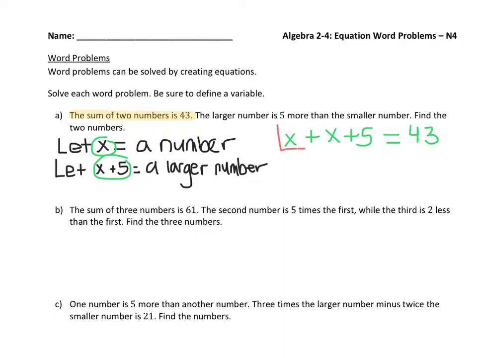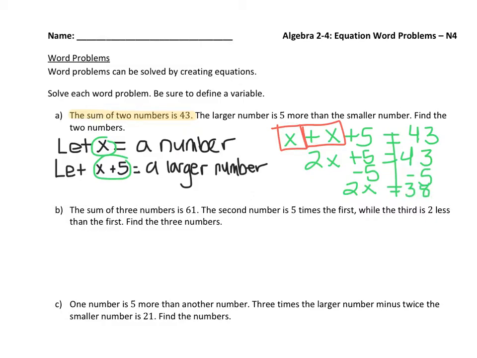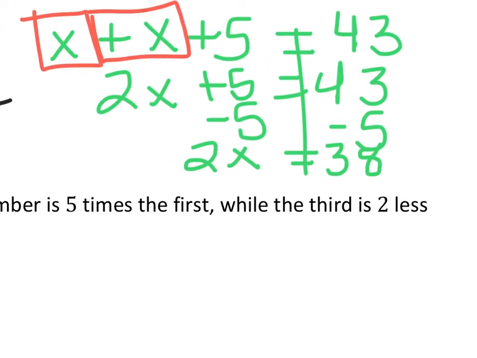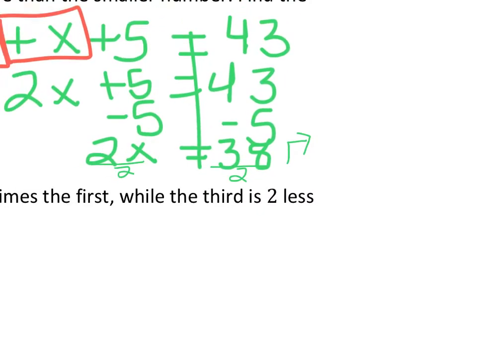Let's go ahead and combine our like terms. We have x plus x, which is 2x. Bring down the plus 5 equals 43. Subtract 5 from both sides, and we get 2x equals 38. Let's zoom in a little bit here. We need to then divide by 2 on both sides. So we get x equals 19.